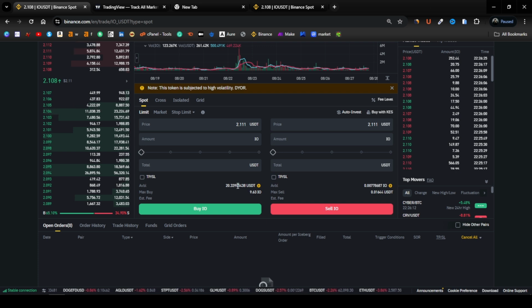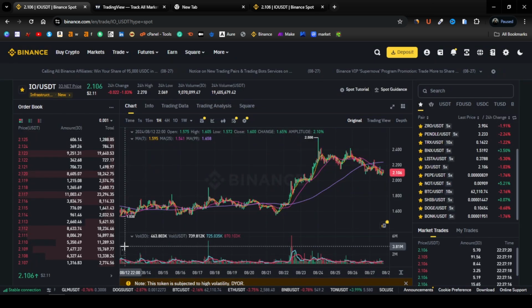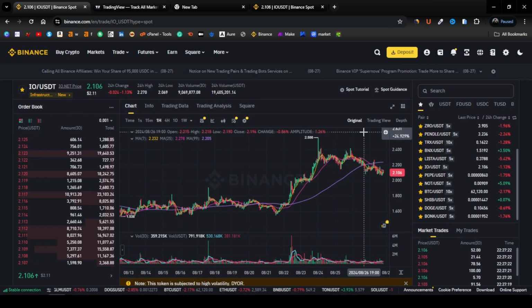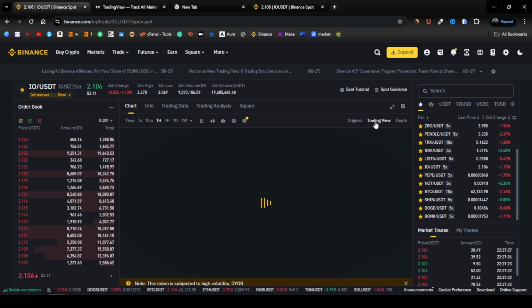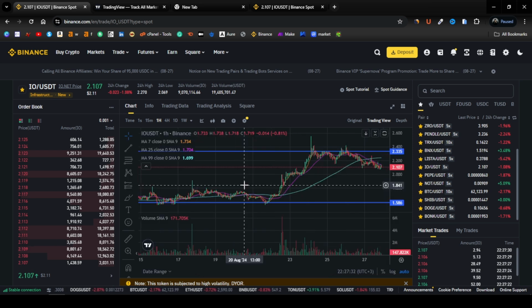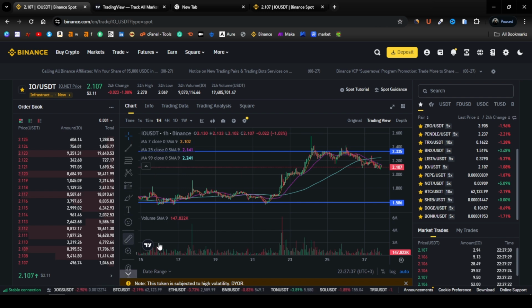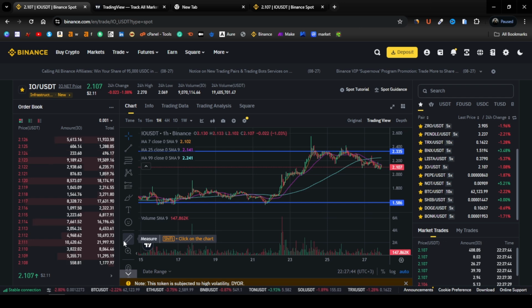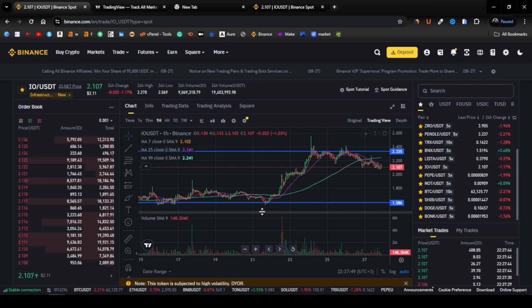All right, so I'm going to come here and change the view to trading view. Now I like trading view because of the tools that you can use for setting up the trade and also for doing your technical analysis. So I had already set up these lines to show the price action of these token.